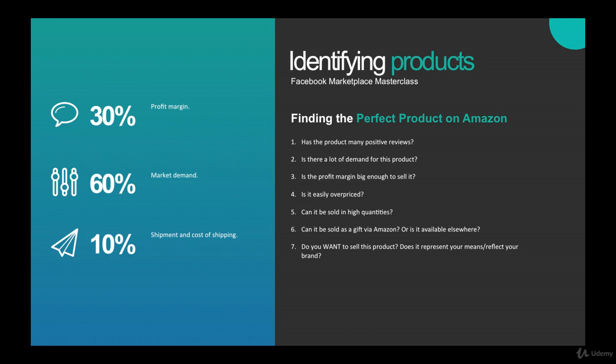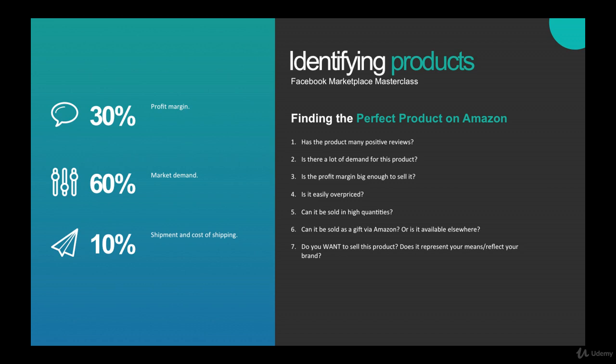So let's first of all talk about the 30%. The 30% is the profit margin. What do I mean by that? Well, if you look at how important each factor is, I think the profit margin should have a percentage of around 30%. The market demand should have a percentage of around 60%, and the shipment and the cost of shipping should not be that important, so only 10%.